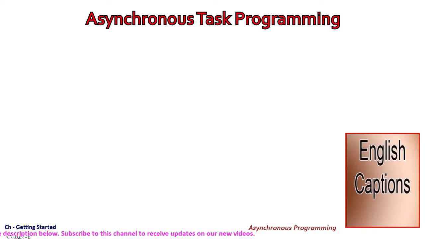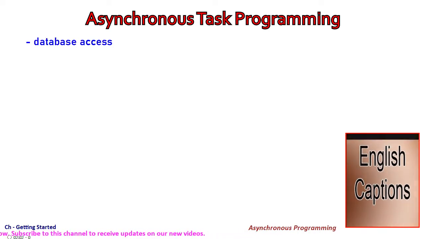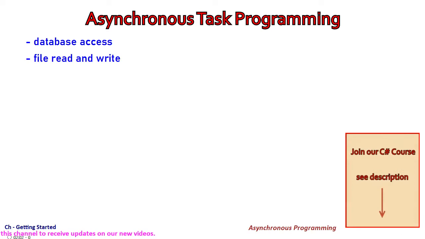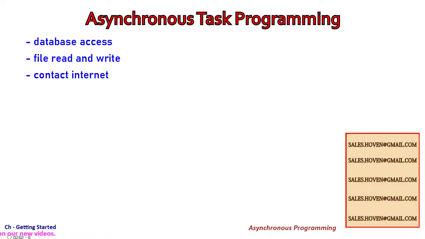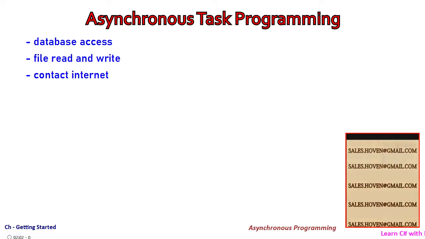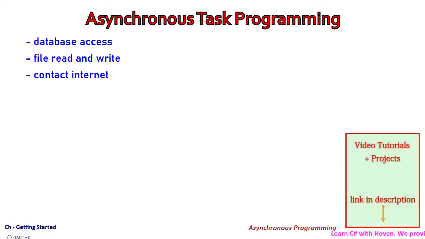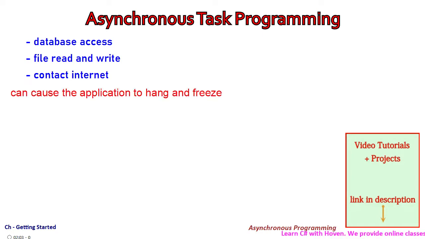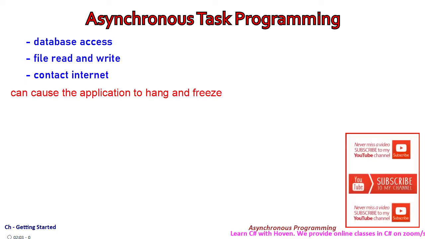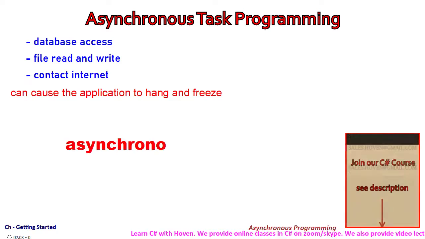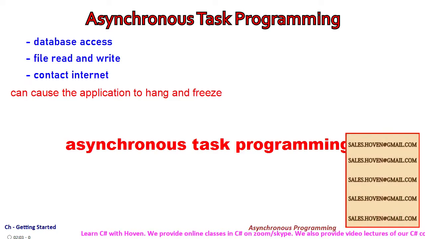An application is often required to make database access, perform file read and write, or contact the internet for communication. All these tasks involve time-consuming operations that make the main thread too busy. This causes the application to hang and freeze while the main thread waits for a large file to download. The solution to this problem lies in asynchronous task programming.